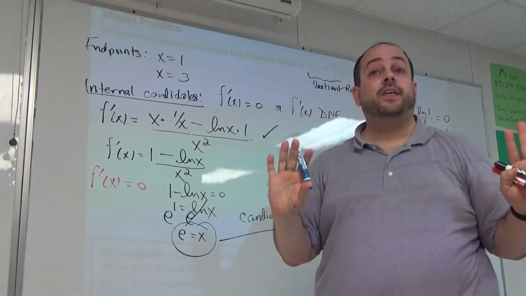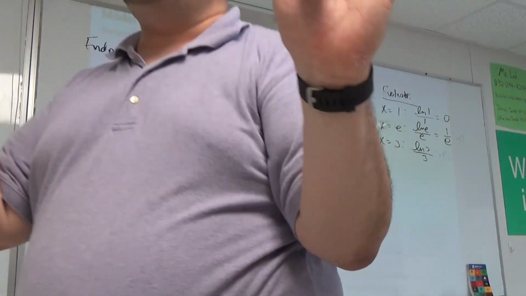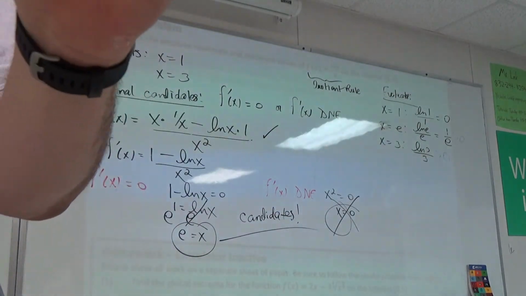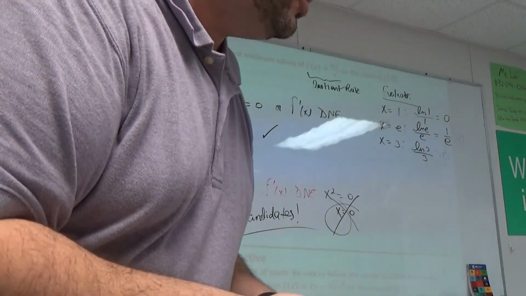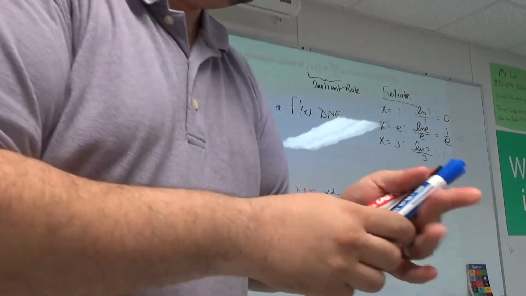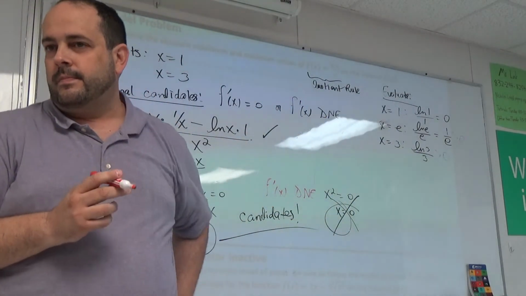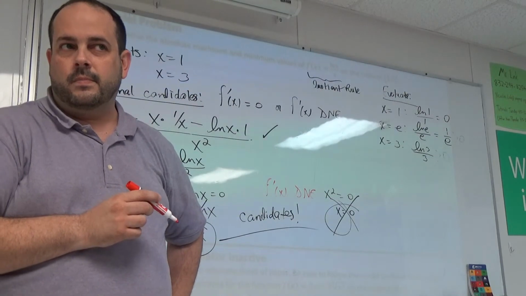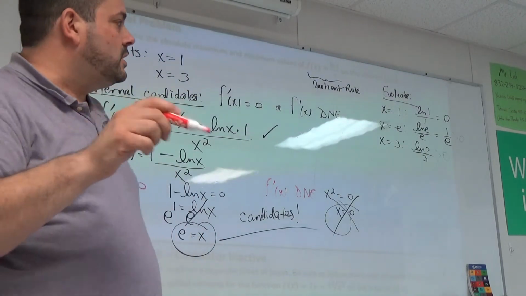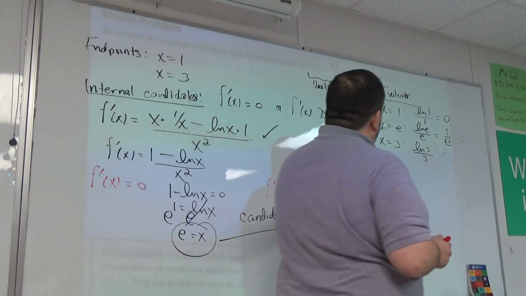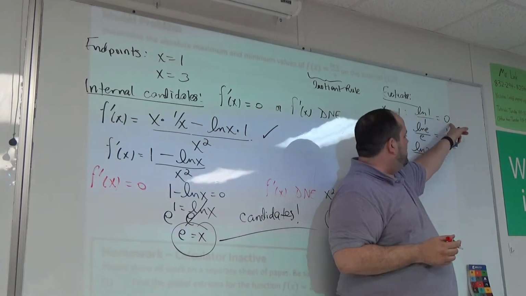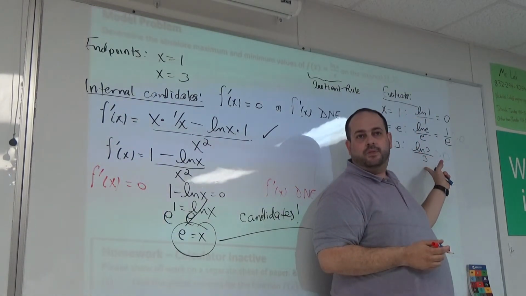If that is the only thing that you know for sure, okay, I can deal with this. But that means you know something now for sure. You either know the absolute maximum or you know the absolute minimum. Look at those 3 values. Look at your choices. My choices are 0, 1 over e, and natural log of 3 over 3.